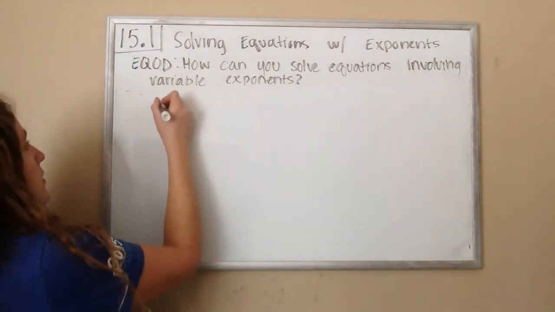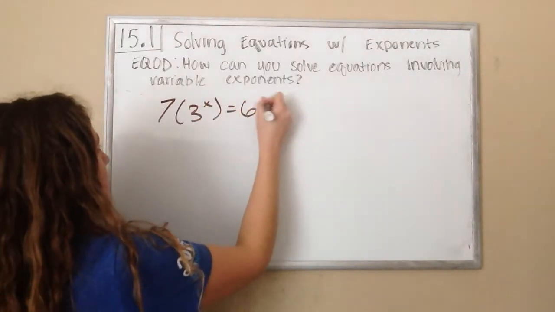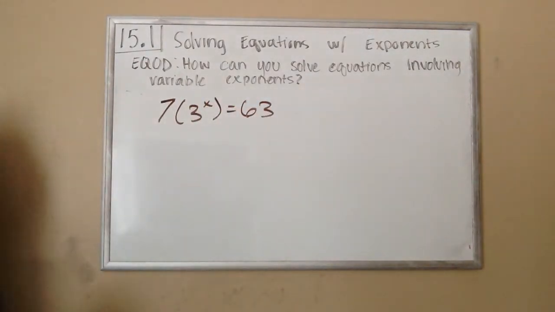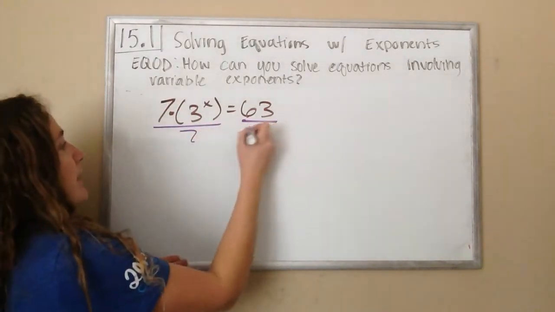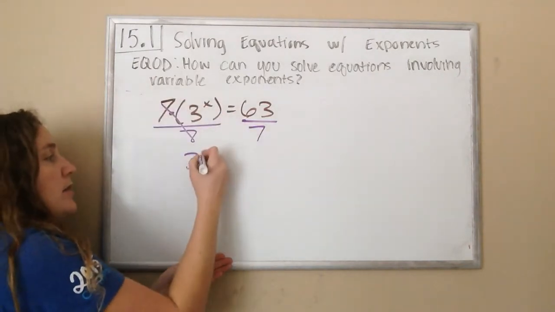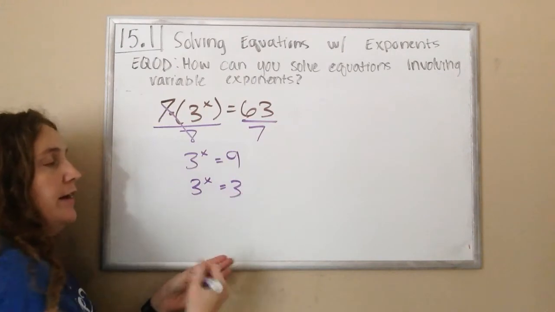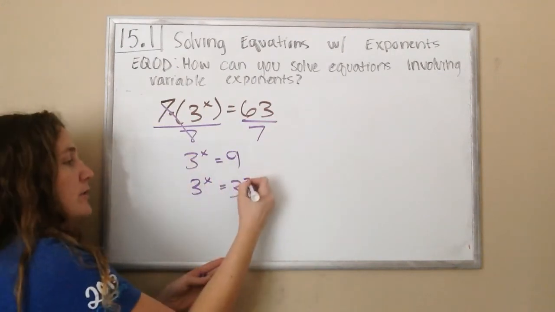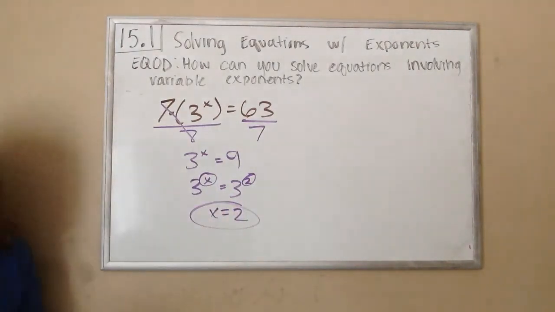So 7 times 3 to the x equals 63. When we solve this, this is 7 times, so in order to cancel out that 7, we use inverse operations and divide by 7. You get 3 to the x equals 9, which means 3 to the x equals 3 to the, 3 times 3 is 9, so 3 squared, which means x equals 2.